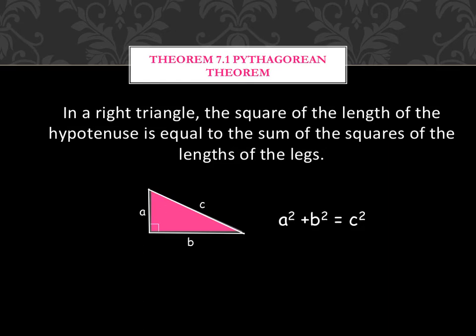Okay. So, in a right triangle, the square of the length of the hypotenuse is equal to the sum of the squares of the lengths of the legs. All they're saying is if you take the legs and you square them and then add that together, the sum of those two things will be equal to the hypotenuse squared. That's all it's saying right there. When they say the square, that means that side is being squared. Take the legs and square them, add it together, that will be equal to the hypotenuse squared.